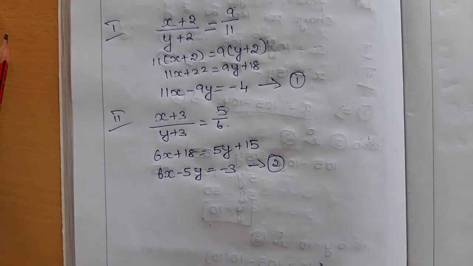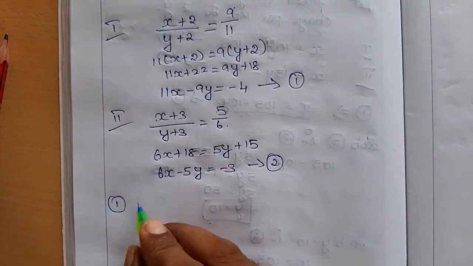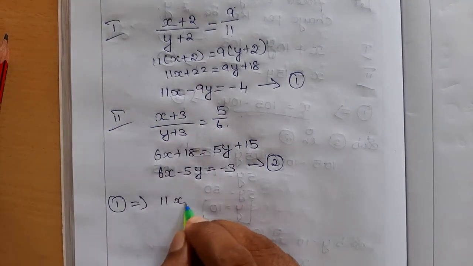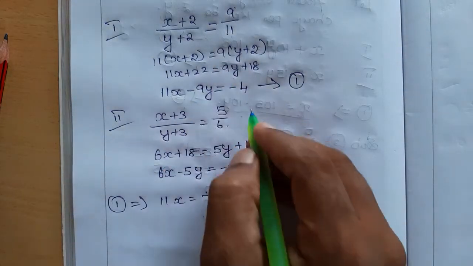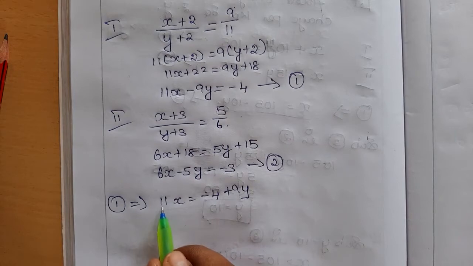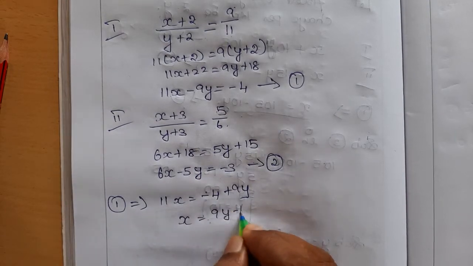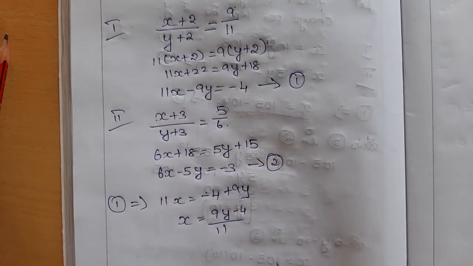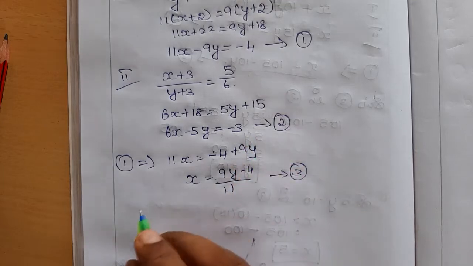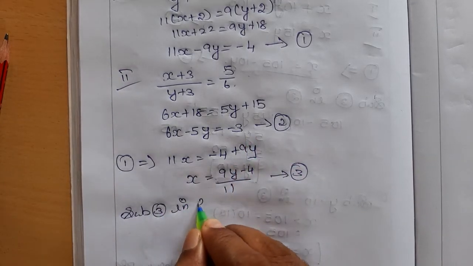So let me solve for x. From the first equation, if we solve for x, 11x is equal to minus 4 plus 9y. You interchange the negative and positive. And 11, if it comes over, it will become a division. So x is equal to 9y minus 4 divided by 11. Let me consider this as the third equation. So substitute it in the second equation. Substitute equation 3 in 2.